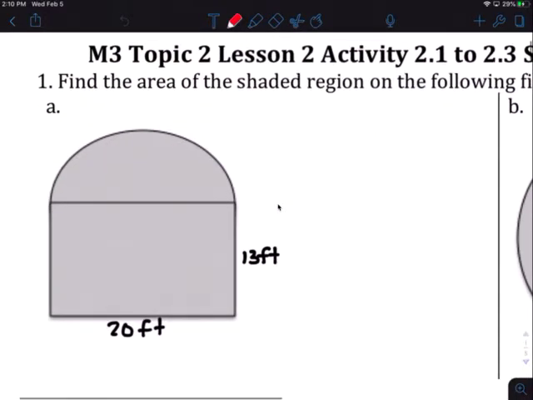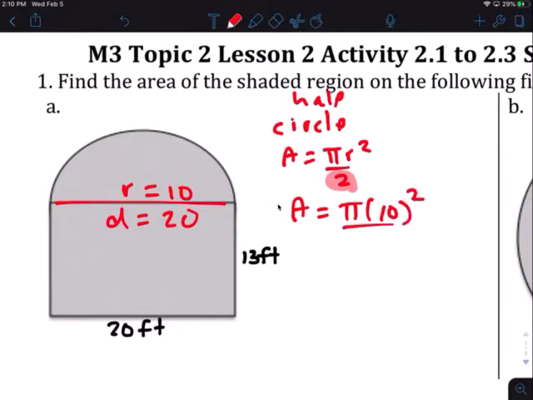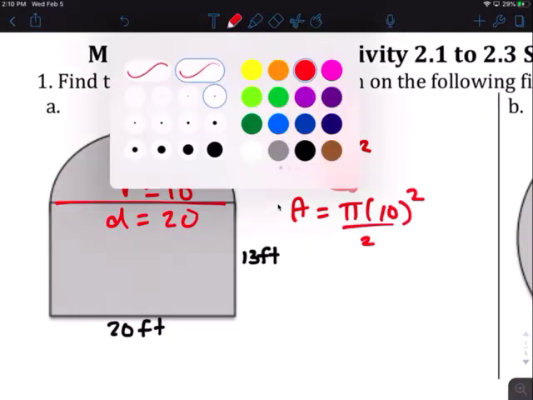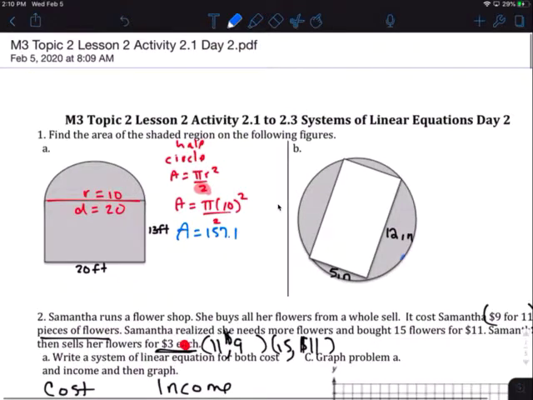Area of the shaded region: we have half a circle, because it's half. So its area is pi r squared divided by 2 for half. So area equals pi times the radius. The diameter is 20, so the radius then is 10, squared, divided by 2. You get an area of 157.1, rounded to the nearest tenth.